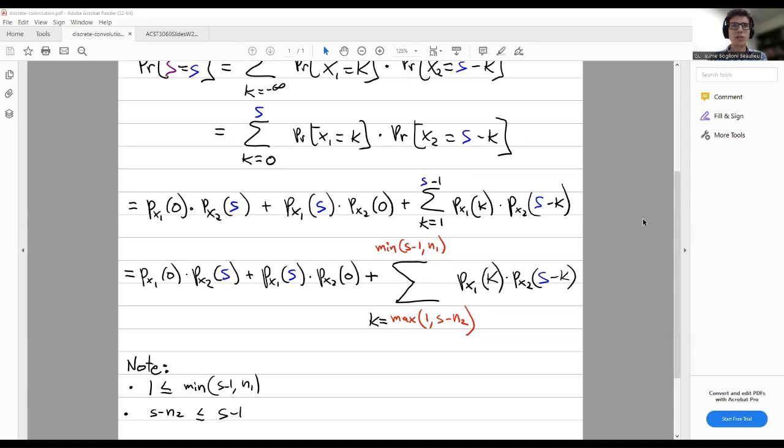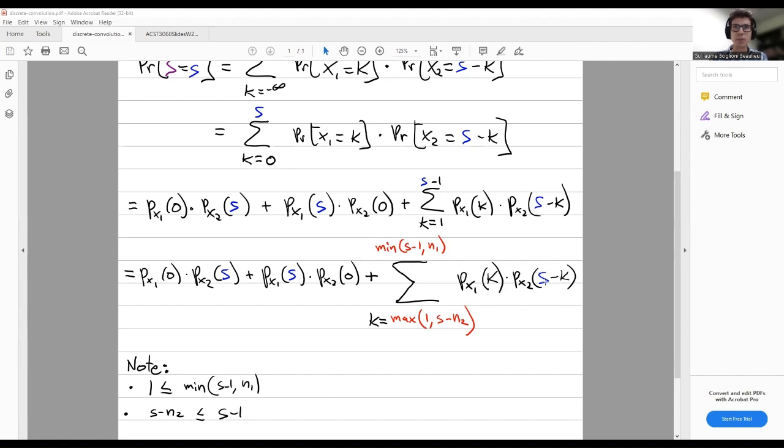So let's explain that. Here I'm starting k at the maximum between 1 and s minus n2. Why is that? Well, note that if s minus n2 is negative, then the maximum will be 1. So then you would be starting the summation at 1, like in the previous line. So the case that needs explaining is if s minus n2 is bigger than 1. Because then we wouldn't start at 1, we would start at whatever s minus n2 is. But why do we do that?